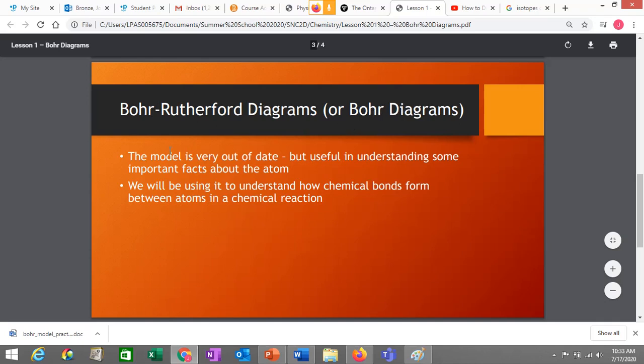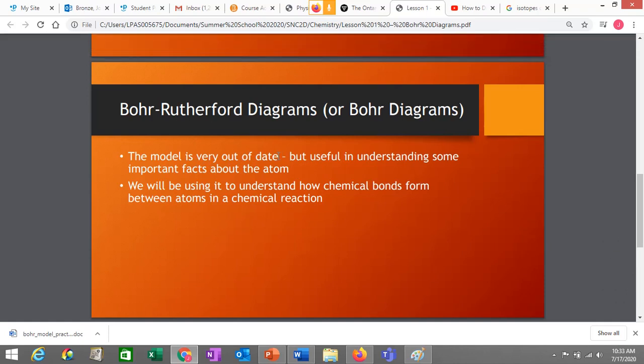One thing to keep in mind is that the model that's used in these diagrams is useful, but it's very out of date. So we don't really use it in science now, but if you're just trying to understand some of the key important things about chemistry, like for example, how chemical bonds form, the atom can be useful in building your understanding. So we're going to be using it for that purpose. We're going to use it to explain ionic bonds and covalent bonds, which we'll talk about later.